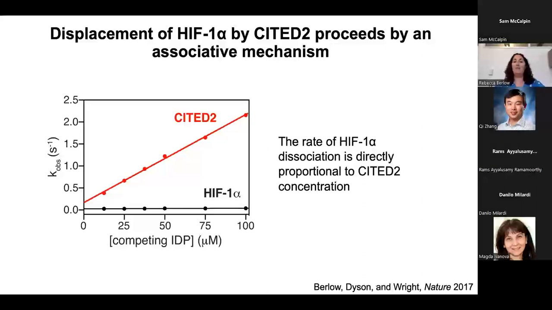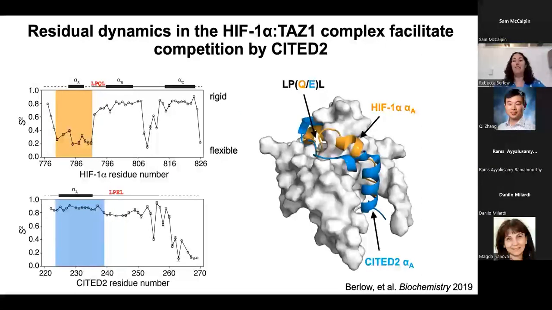And so, of course, as structural biologists, we wanted to understand how this might be happening. And so we went back to some of our favorite NMR methods, in this case, looking at the labeled HIF-1 alpha and Cyted2 peptides in complex with TAZ1. And we were able to use fast timescale dynamics or spin relaxation measurements to characterize the dynamics of the HIF-1 alpha and the Cyted2 peptides in their TAZ1 complex. And so here I'm showing the results of these analyses, which are shown as order parameters that are calculated from the spin relaxation rate constants that we measure.